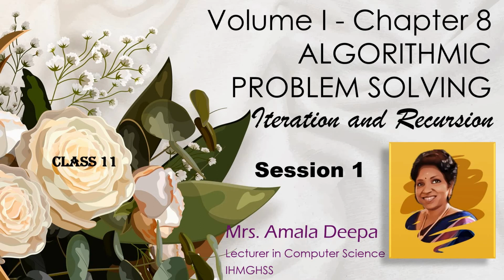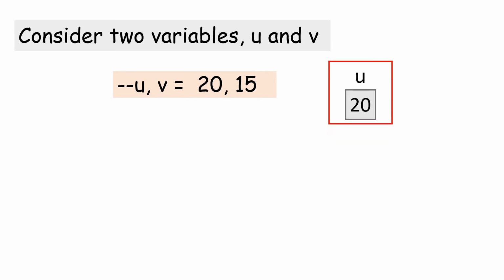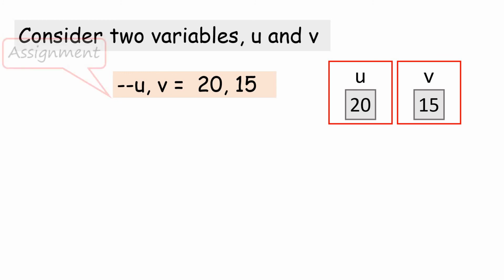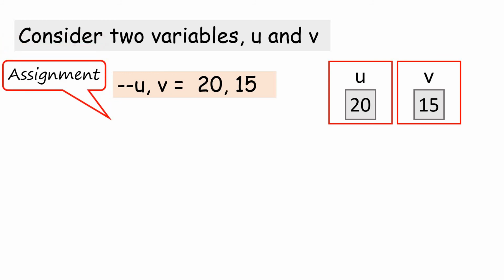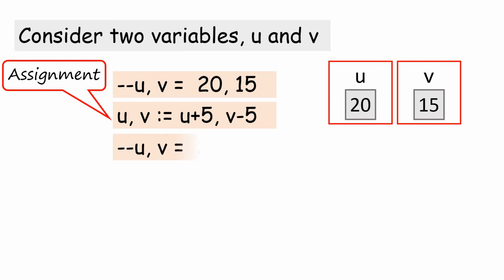Let me start this session with an example. Consider two variables u and v. Let the values of u and v be 20 and 15. Next, I give an assignment statement: u, v := u + 5, v - 5. What will be the values of u and v after this assignment? It will be 25 and 10.